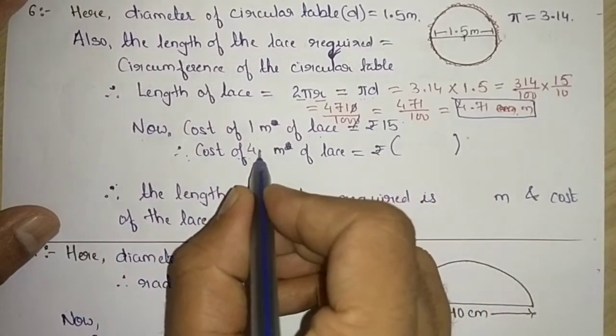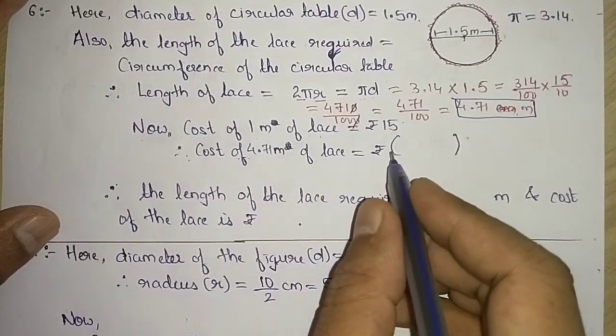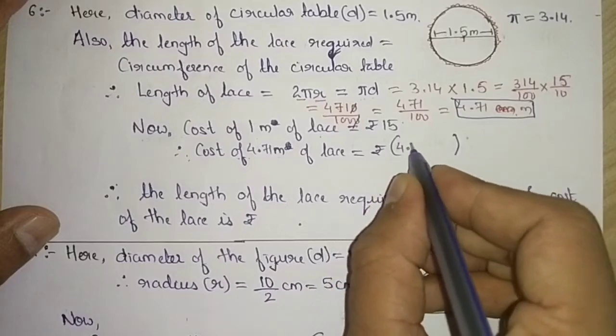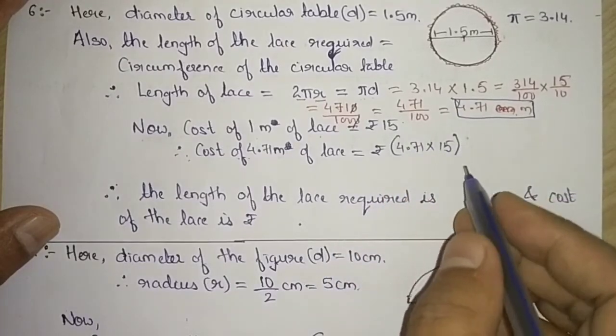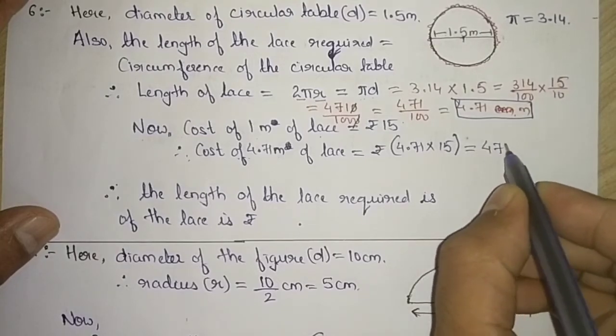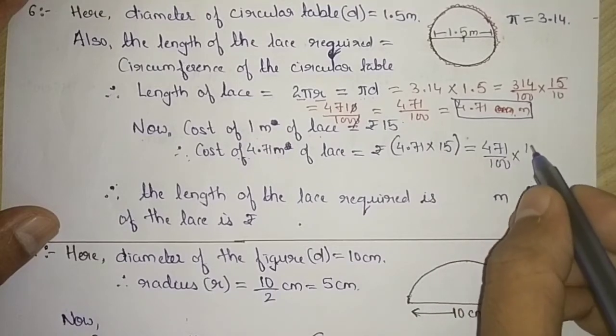4.71 meter of lace is equal to how much? We will cross multiply it. So we will get 4.71 into 15. When I multiply it, I will remove the decimal point, so it will become 471 divided by 100 into 15.